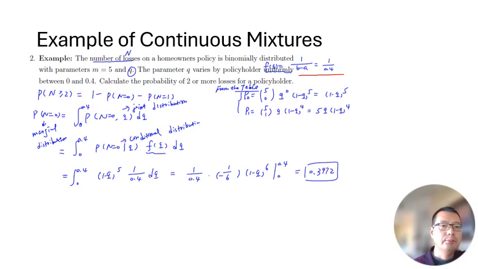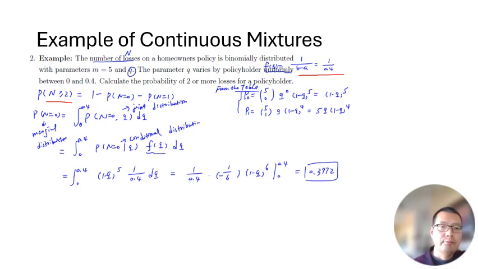To calculate the probability of 2 or more, the easiest way is to use the probabilities of 0 and 1. We calculate these first, then we use 1 minus these two to get the probability of n greater than or equal to 2. Now, probability n equals 0 and probability n equals 1 are binomial distributions.